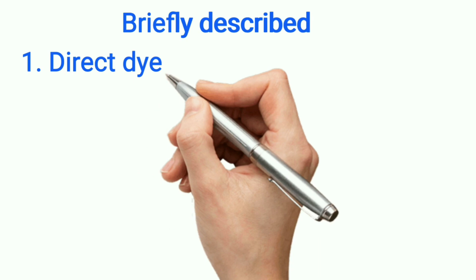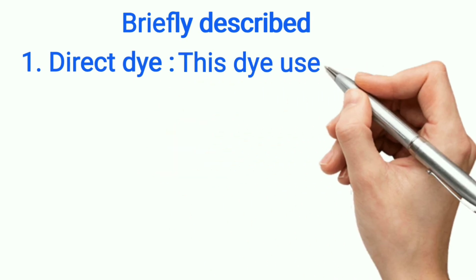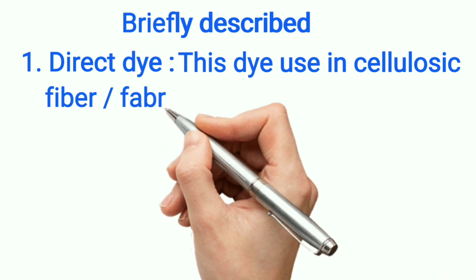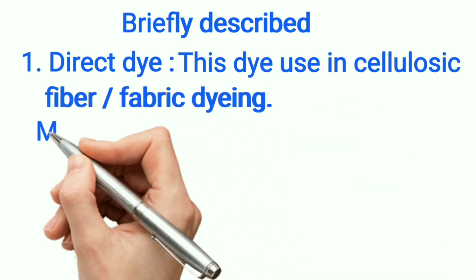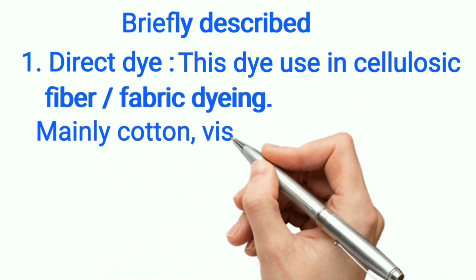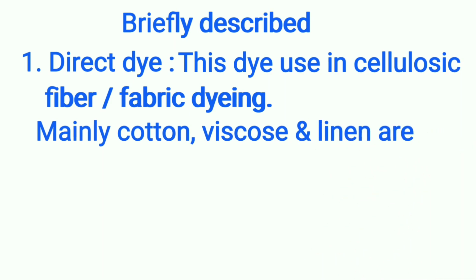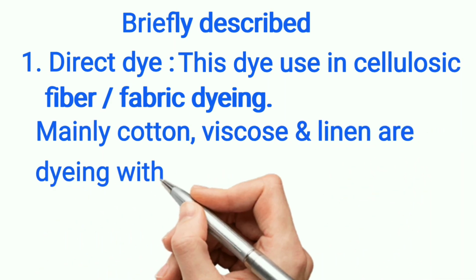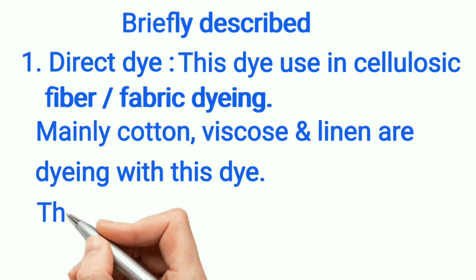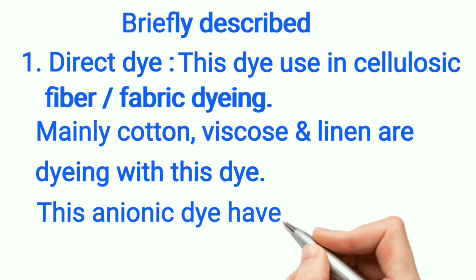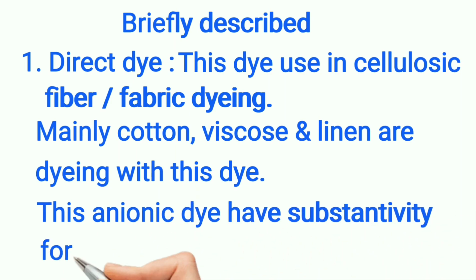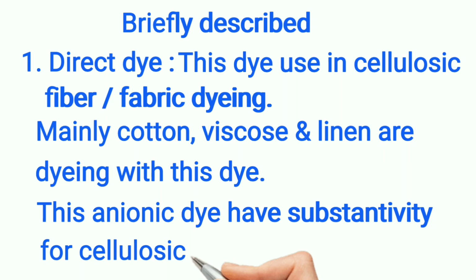Direct dye. This dye is used in cellulosic fiber or fabric dyeing. Mainly cotton, viscose, and linen are dyed with this dye. This anionic dye has substantivity for cellulosic fiber.